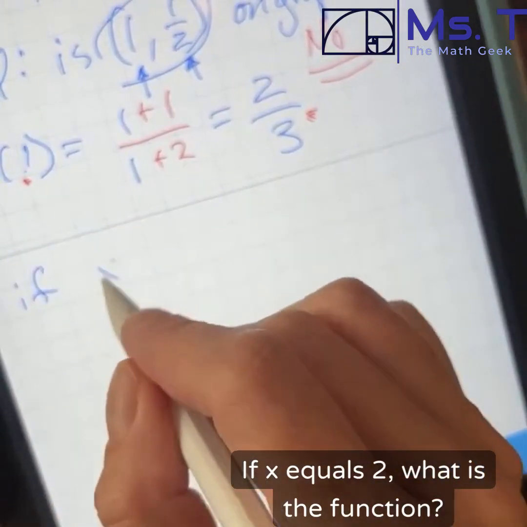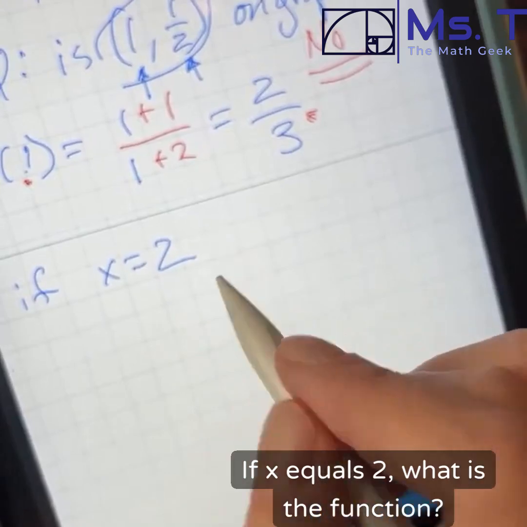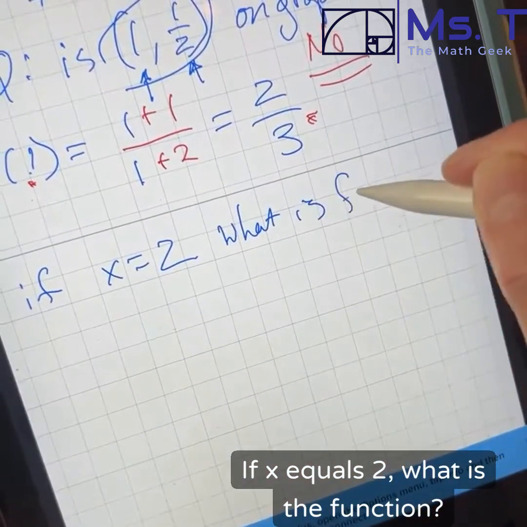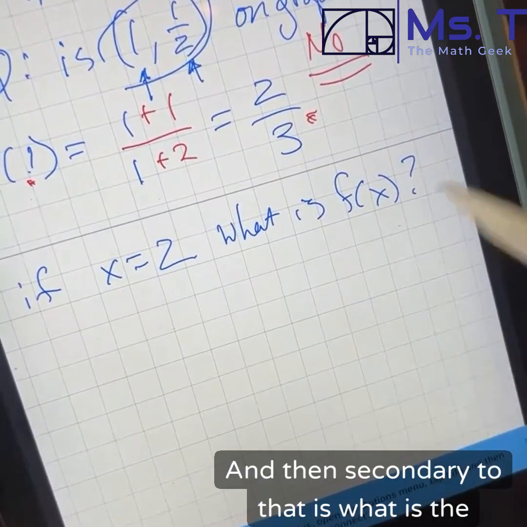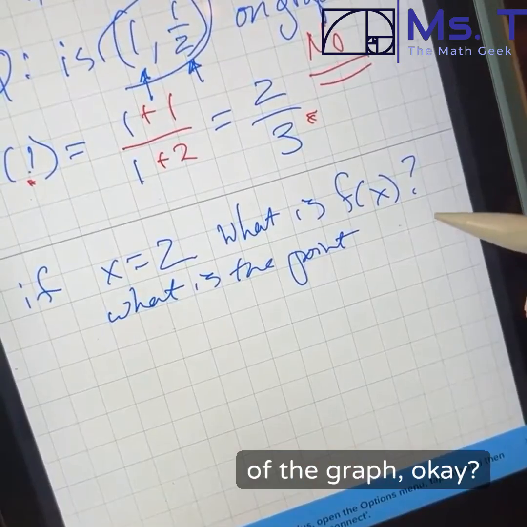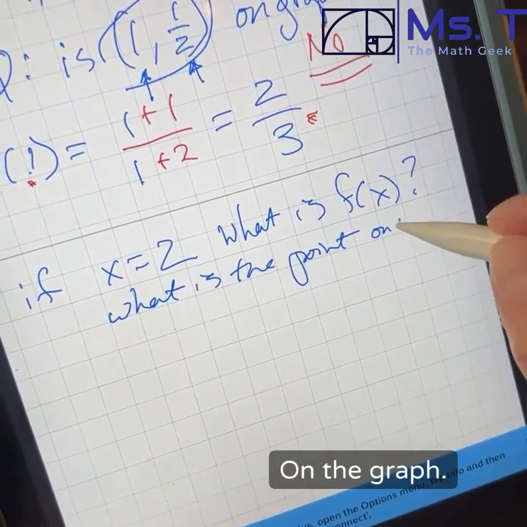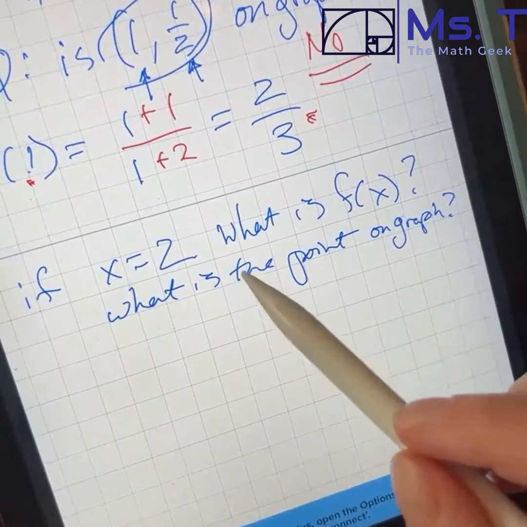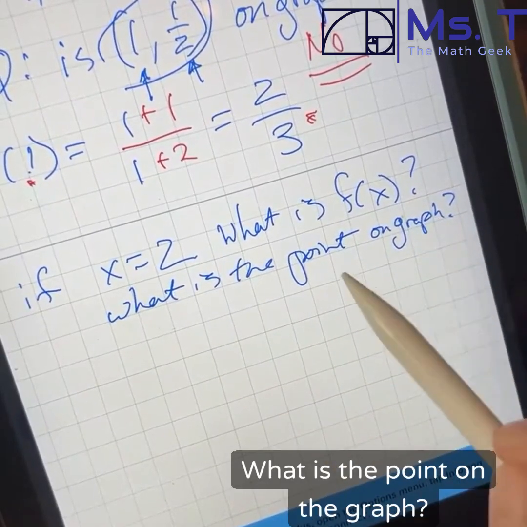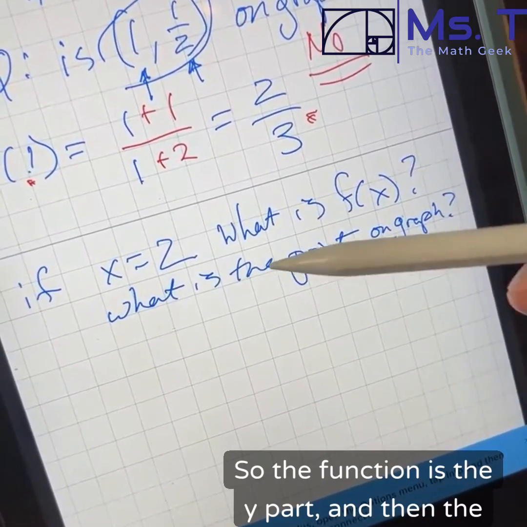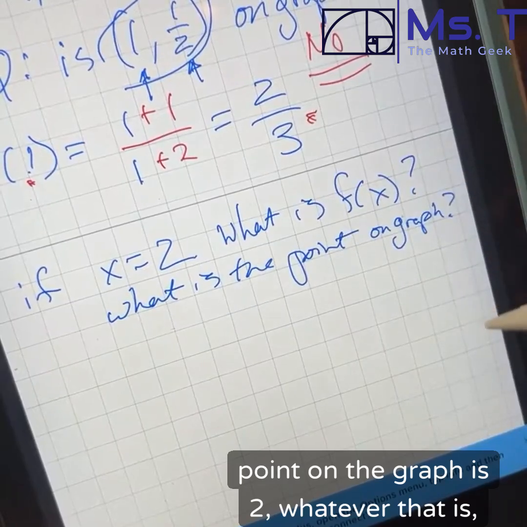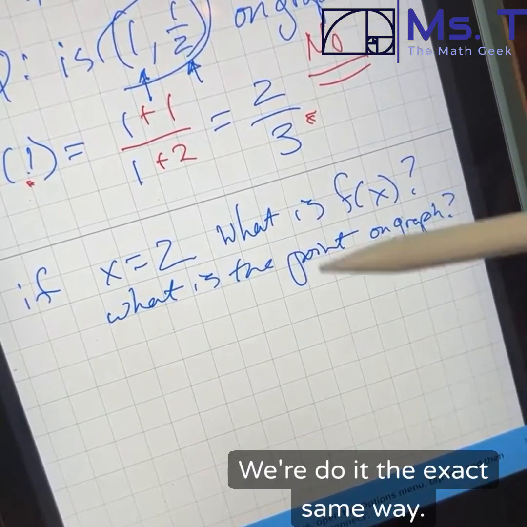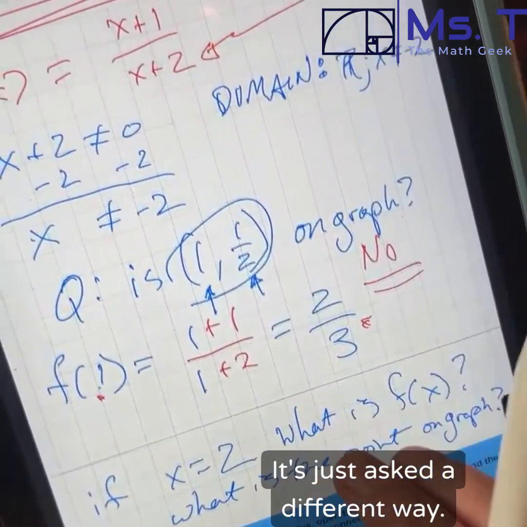If x equals 2, what is the function? And secondary to that, what is the point on the graph? So this is two ways to ask the same question: what is the function of x, and what is the point on the graph? The function is the y part, and the point on the graph is (2, whatever that is). We're going to do it the exact same way. It's just asked a different way.